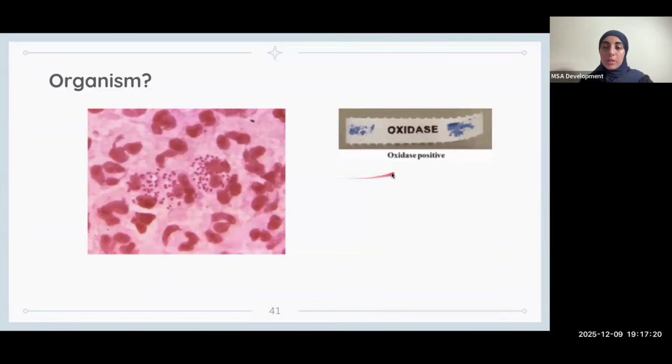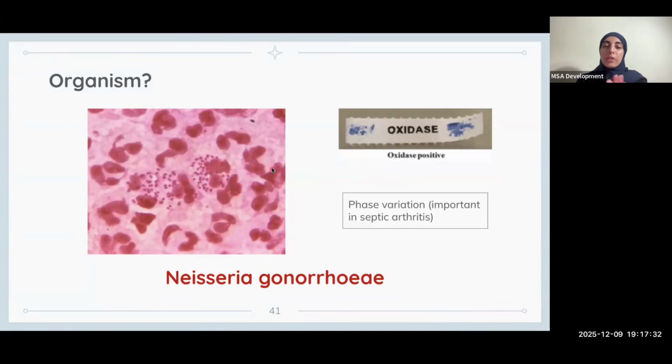Okay, next organism. And this one is also oxidase positive. This is Neisseria gonorrhoeae. You see these intracellular diplococci that are gram-negative. The important feature that you should know in Neisseria gonorrhoeae, especially when it comes to septic arthritis, is the phase variation or the antigenic variation. The fact that they have their antigens and they can change these antigens around, sort of like wearing different costumes every time. So the immune system has a very hard time getting rid of the infection because it keeps changing its antigen. Every time it forms an antibody, the antigen changes.